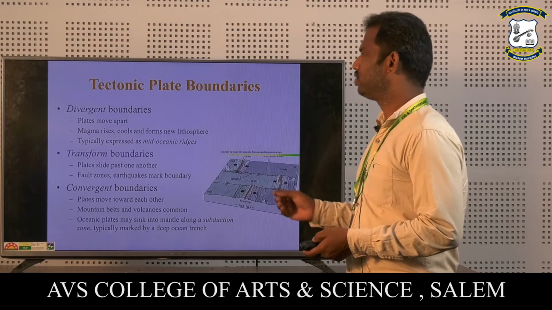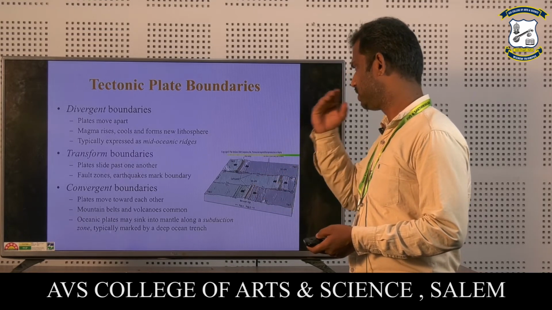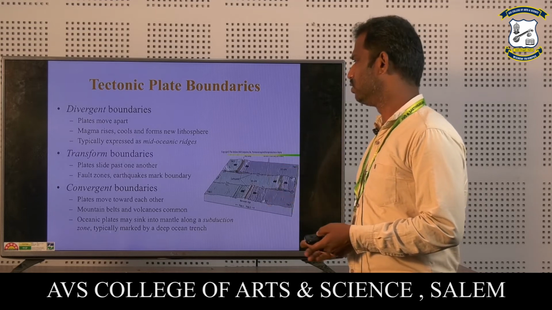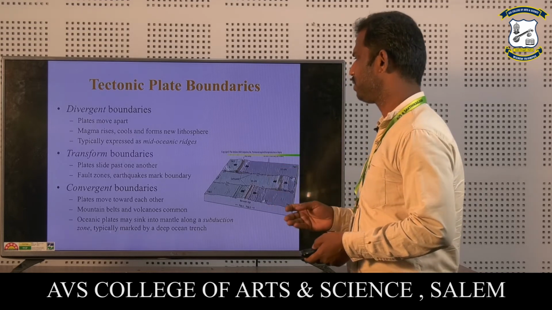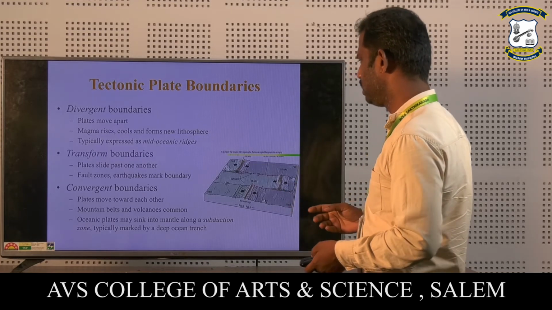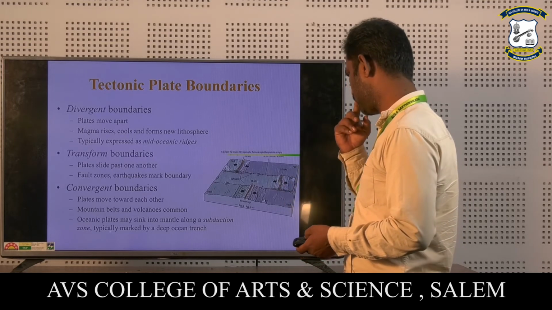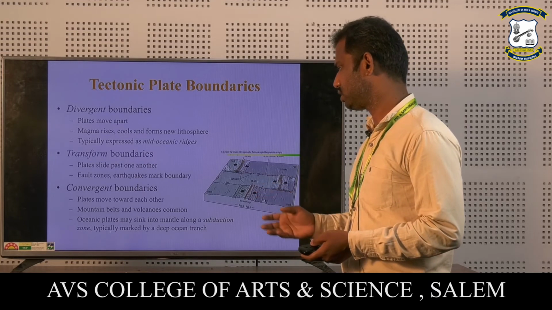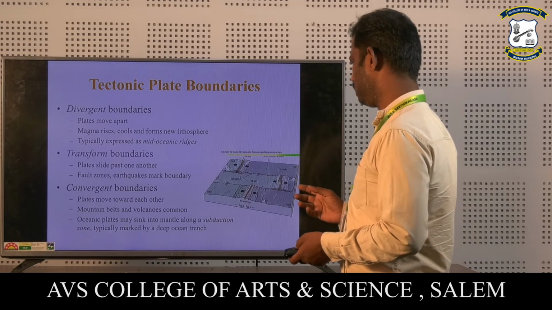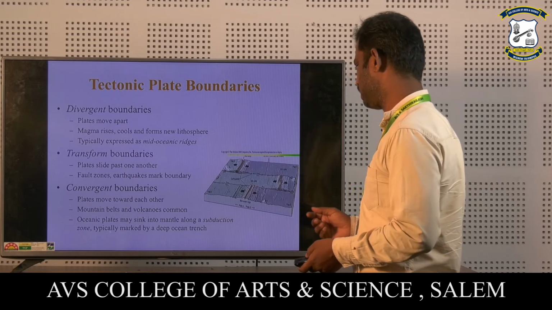Tectonic plate boundaries are of three types: divergent, convergent, and transform boundaries. At divergent boundaries, plates move apart, magma rises and cools and forms new lithosphere, typically exposed as a mid-oceanic ridge. At transform boundaries, plates slide past one another along faults or fault zones, and earthquakes mark these boundaries. At convergent boundaries, plates move toward each other, and mountain belts and volcanoes are common. Oceanic plates may sink into the mantle along subduction zones, typically marked by a deep oceanic trench.